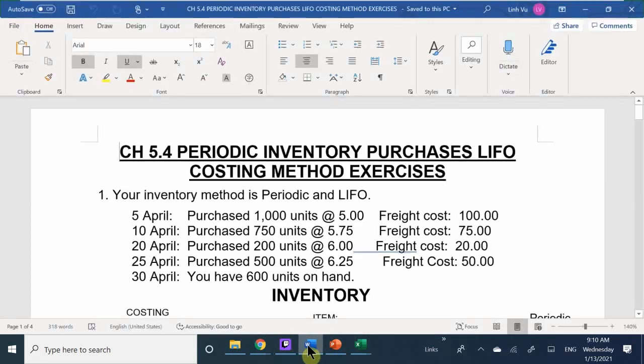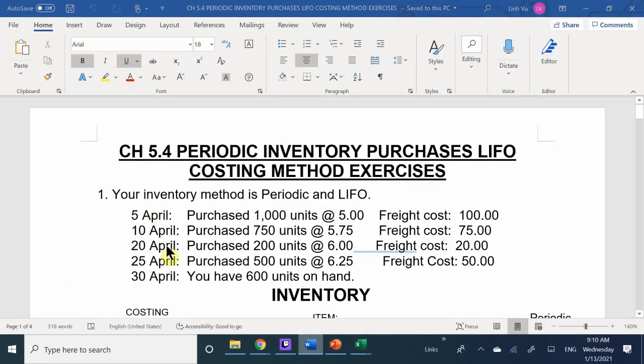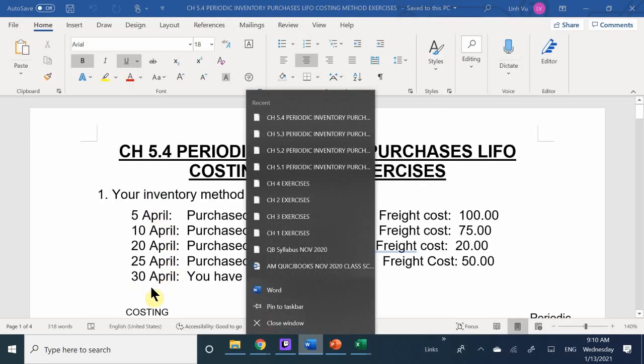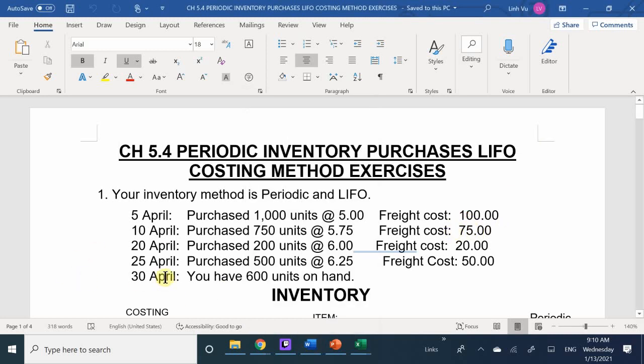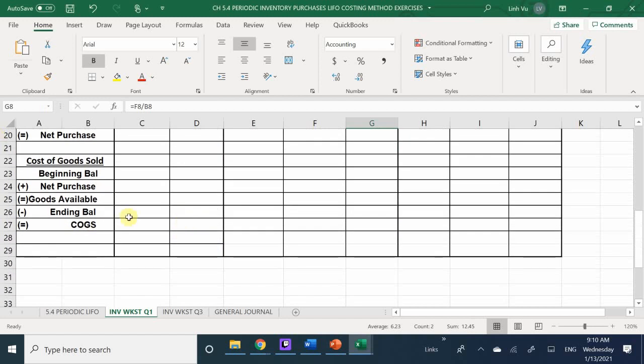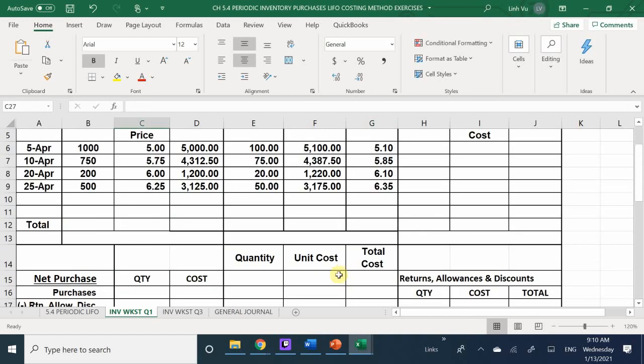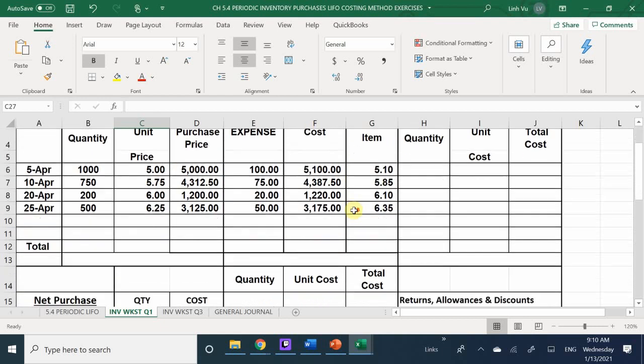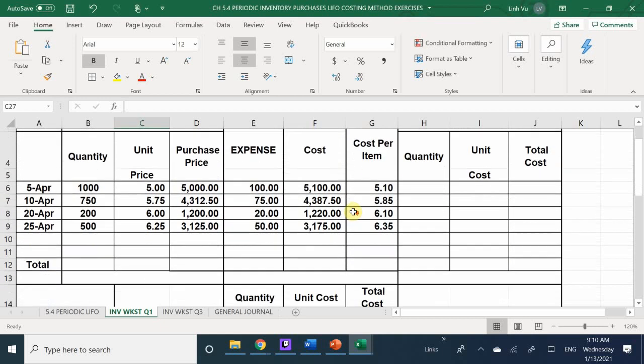And then lastly, our last scenario here is going to be on April 30th. You have a total of 600 units left on hand. So let me go ahead and plug that in at the bottom for my ending inventory to be 600. Okay. Now that we finally reached April 30th, what is the first thing we gotta do? We gotta sum up our columns, correct?